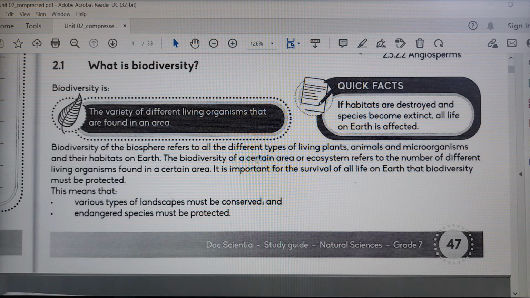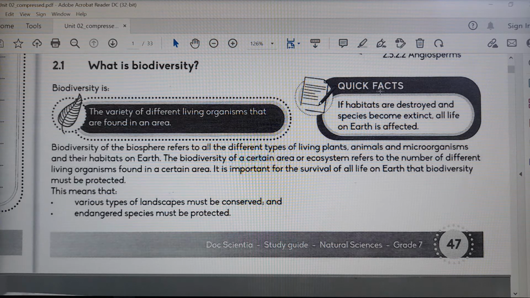The biodiversity of a certain area or ecosystem refers to the number of different living organisms found in a certain area. It is important for the survival of life on Earth that biodiversity must be protected. This means that various types of landscape must be conserved, and endangered species must be protected. For example, your rhinos are endangered, so they must be protected.